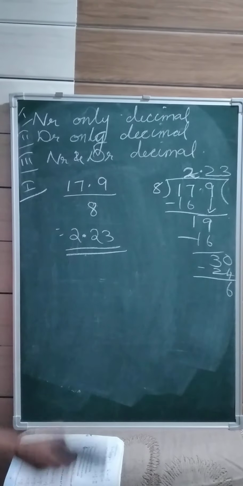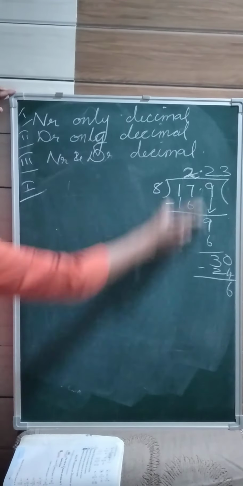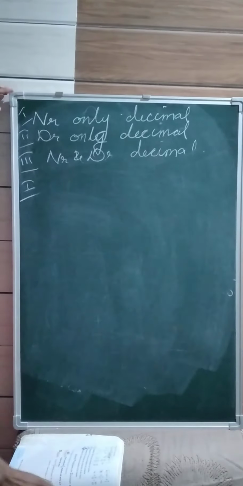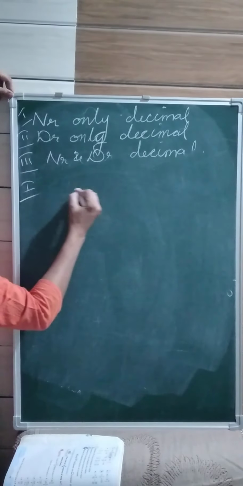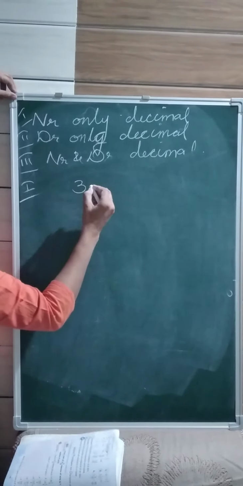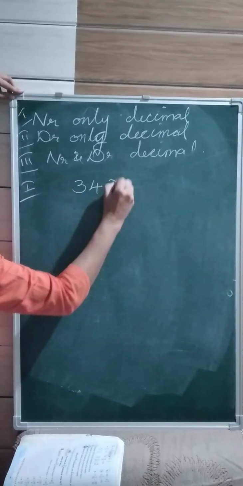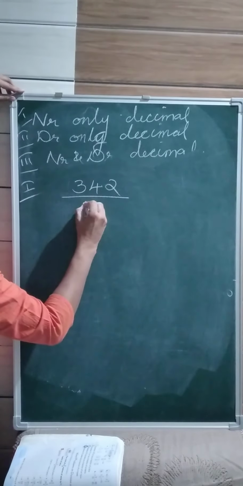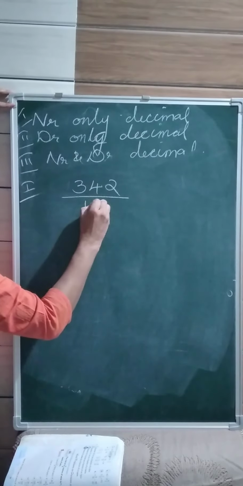Okay. Now denominator only decimal. Numerator is a normal number. 342 divided by 1.2.